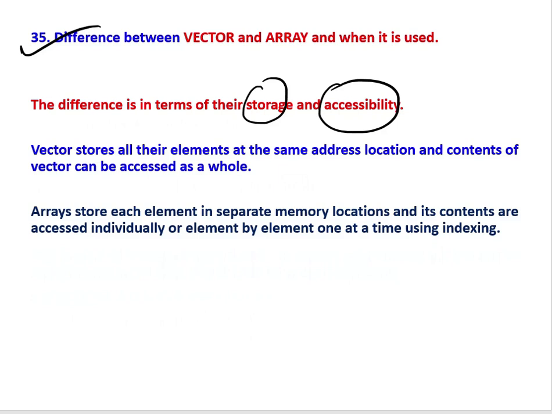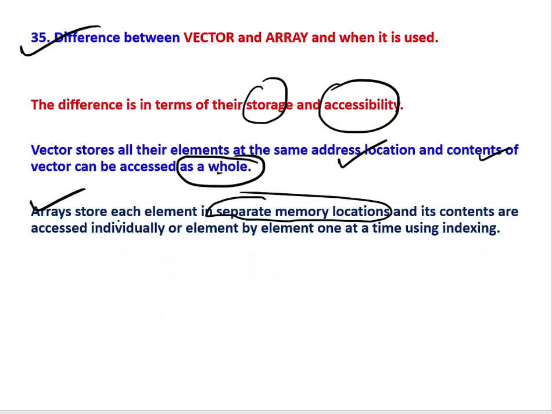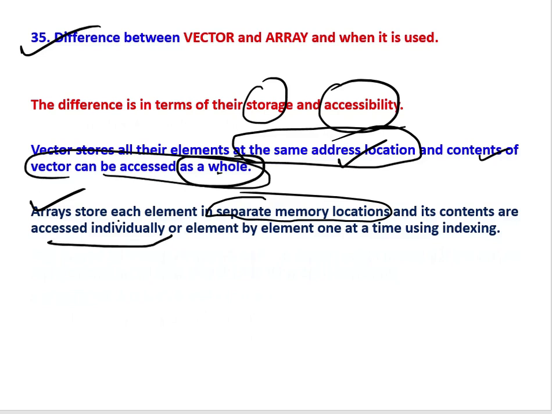Vectors store all their elements at the same address location, and the contents of a vector can be accessed as a whole. But arrays store each element in a separate memory location. In vectors, the contents can be accessed as a whole, whereas in arrays the contents are accessed individually, element by element, one at a time, using indexing. Okay, so this is the difference between a vector and an array.